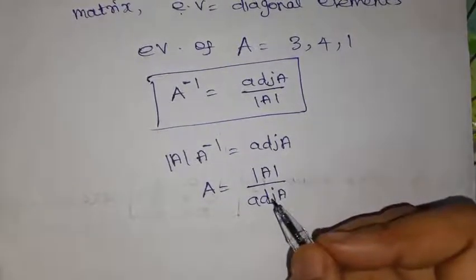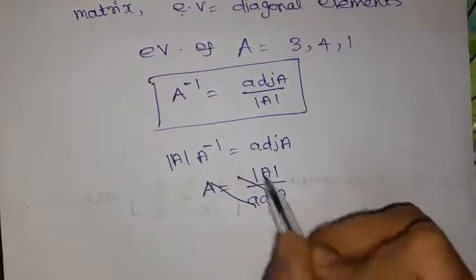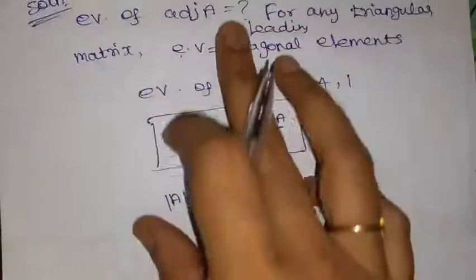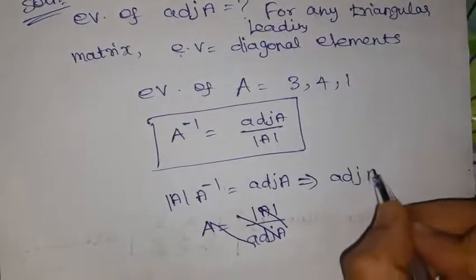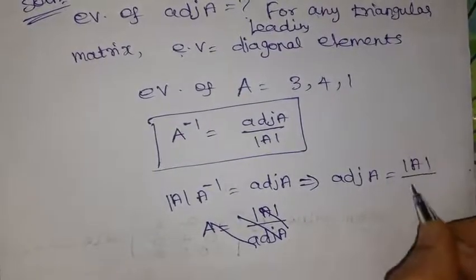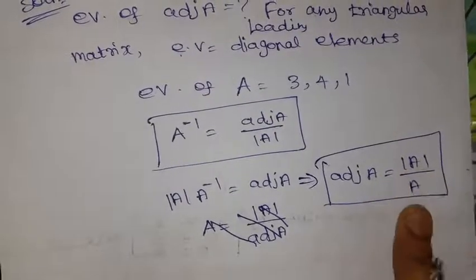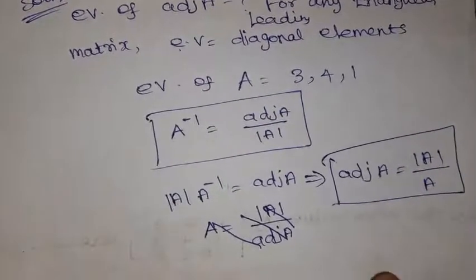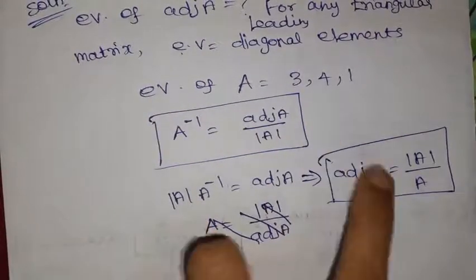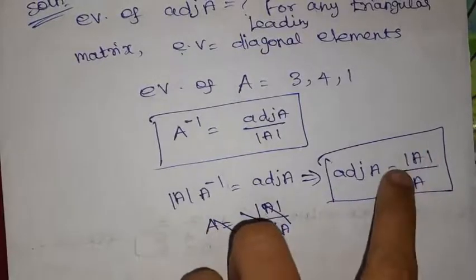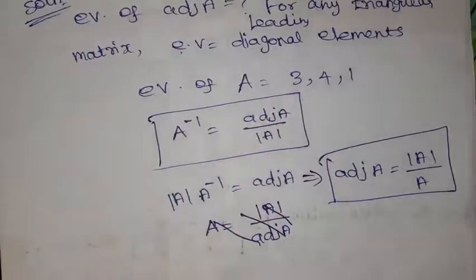Here itself we can find it. We need to find adjoint of A. A inverse can be written as 1 by A. So adjoint of A is nothing but determinant of A divided by A. We know the eigenvalues of A; we need to find the determinant value and divide by these values, and then we get the eigenvalues of adjoint of A.